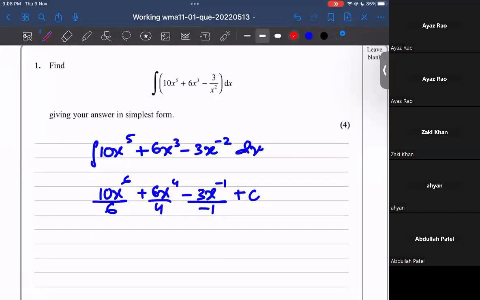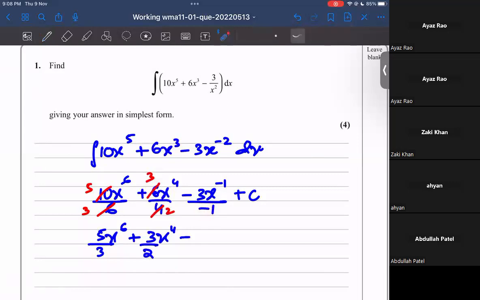So look here, 2 3s are 6, 2 5s are 10 is going to be cancelled, and you are going to have 5x power 6 upon 3. 2 to the 4, 2 3s are 6, 3x power 4 upon 2. And this minus is going to be shifted to the numerator. It becomes minus minus plus. And x power minus 1 in the denominator becomes 3 upon x, positive power 1, plus c. This is going to be your final answer.